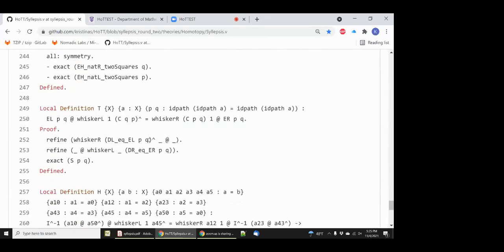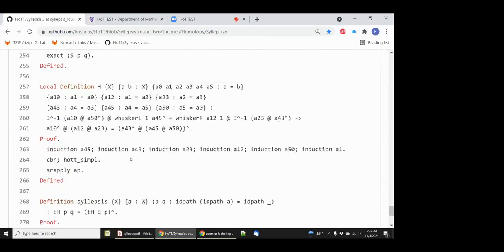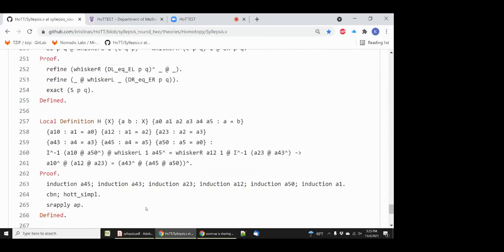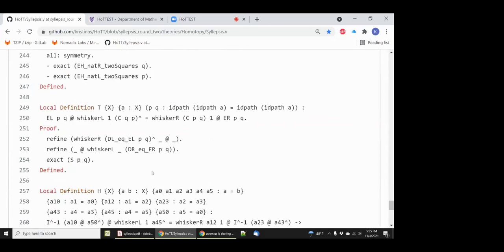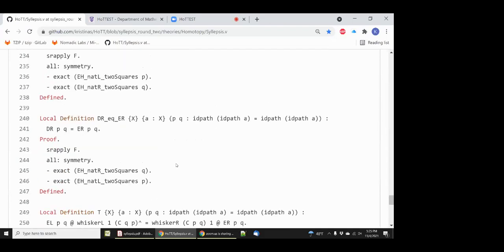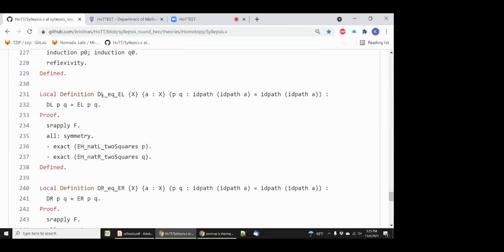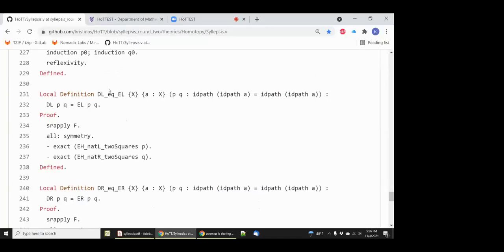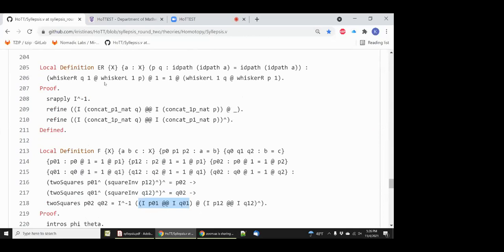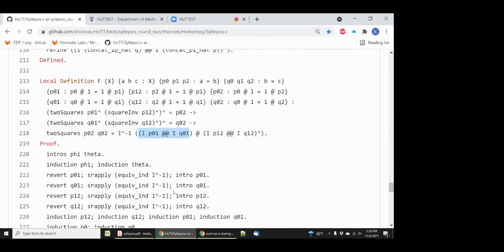And then basically here, the H here just turns the diagram that has this extra one, as I mentioned, into the actual proof of Syllepsis. And these two guys say that we can replace the edge defined by naturality by the edge defined explicitly in terms of the whiskerings.